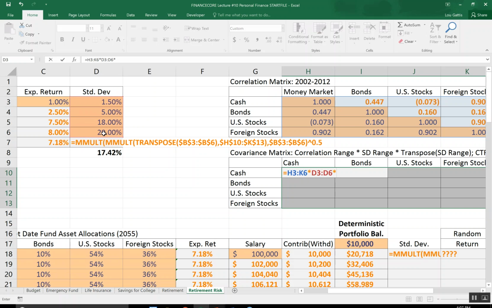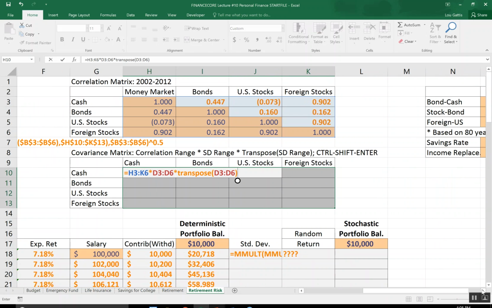Now remember I said that the covariance term is the correlation times the 2 standard deviations. So I need to multiply times standard deviations again, but in order for it to work out just perfectly, so that I get, say, foreign stocks and U.S. stocks, 2 standard deviations, I have to multiply times the transpose. Now transpose is a simple function. It turns a row into a column. So I'll take the transpose of the standard deviations. So this is a trick, and there's a reference there if you want to see how it works, but if not, just use it.